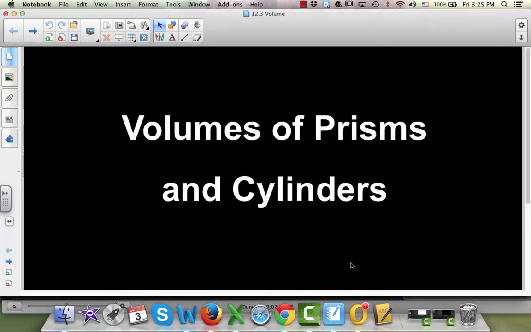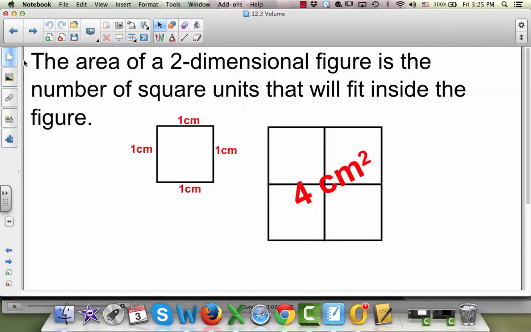Volumes of prisms and cylinders. You've been studying surface area, and now we're going to add volume to your vast storehouse of knowledge.